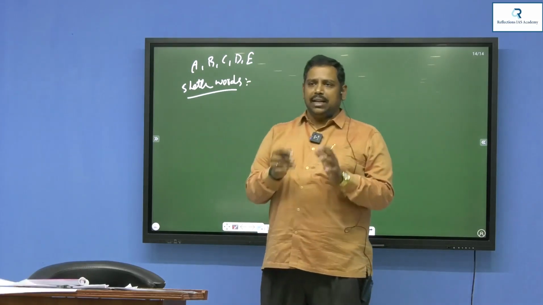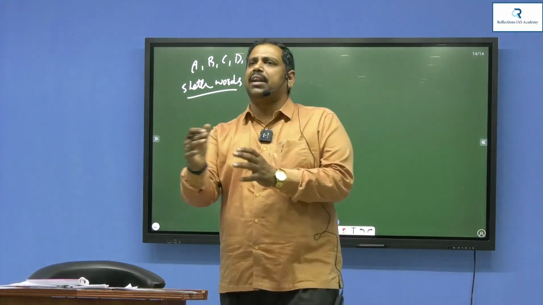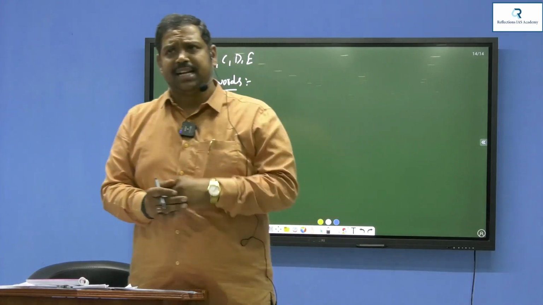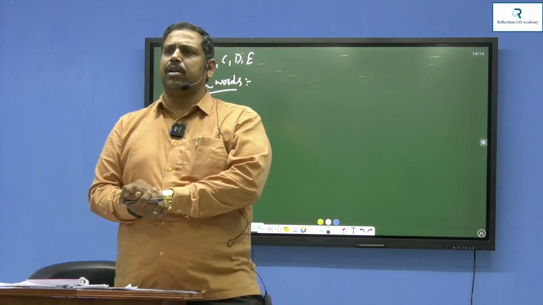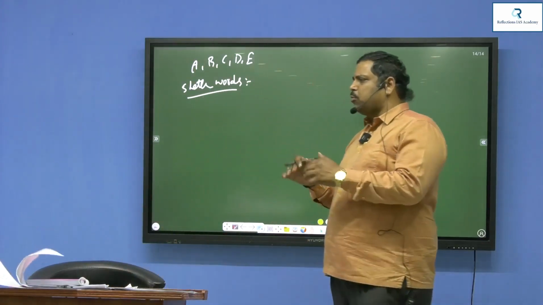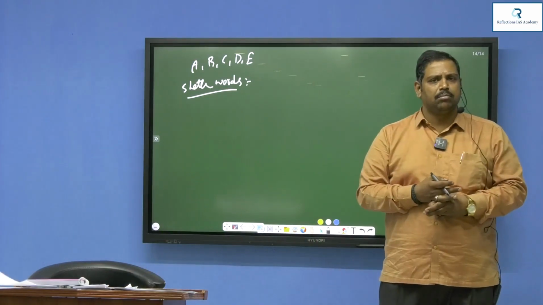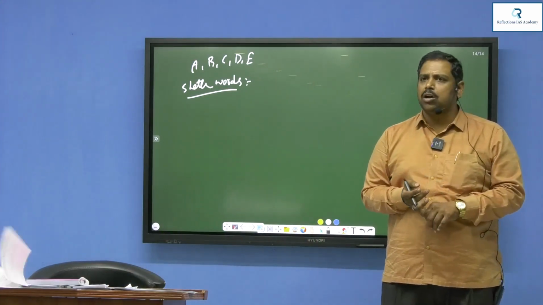Okay. Sir, in the examination, he is asked about how many 5-letter words will be formed by using the alphabets A, B, C, D and E. What you have to think is, first it is permutation or combination you have to understand. Okay. This permutation or combination.